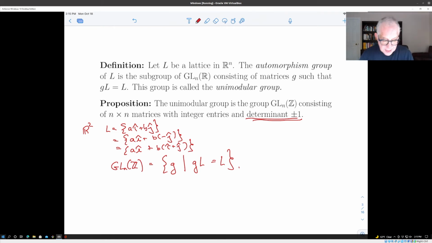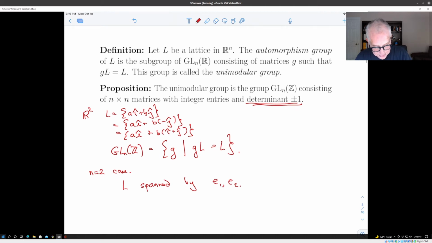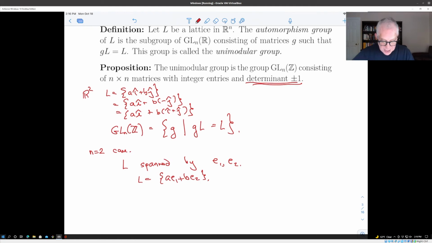And let's check that out, but to make our lives a little bit easier, let's look at the n equals 2 case. So our lattice L is spanned by two vectors, e1 and e2. And so L is the collection of a e1 plus b e2. Now, suppose I have a g, which is a matrix.